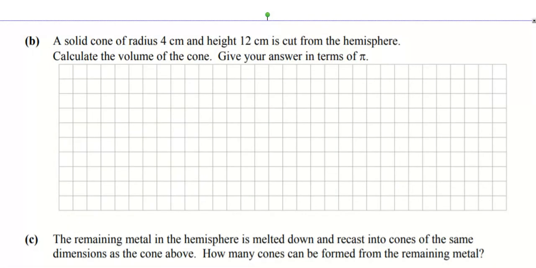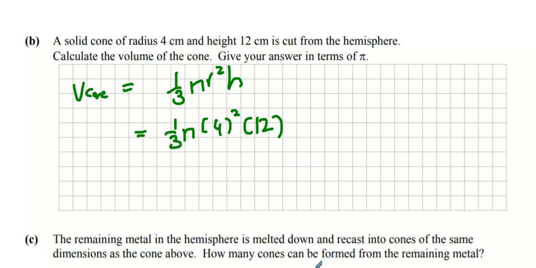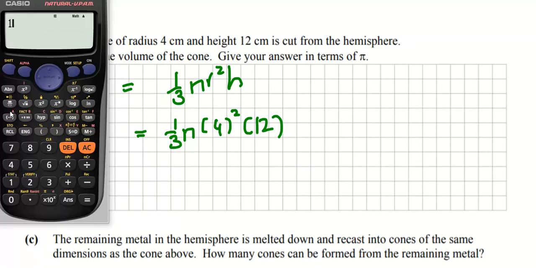B. A solid cone of radius 4 and height 12 is cut from the hemisphere. Calculate the volume of the cone. Well, volume of a cone is 1/3 pi r squared h. It's going to be 1/3 pi 4 squared times 12. So we put that in here, 1/3 pi 4 squared 12. 64 pi.